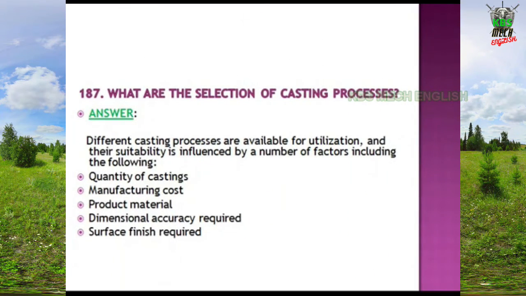Question number 187. What are the selection criteria of casting process? Answer. Different casting processes are available for utilization and their suitability is influenced by a number of factors including the following: quantity of castings, manufacturing cost, product material, dimensional accuracy required, surface finish required.